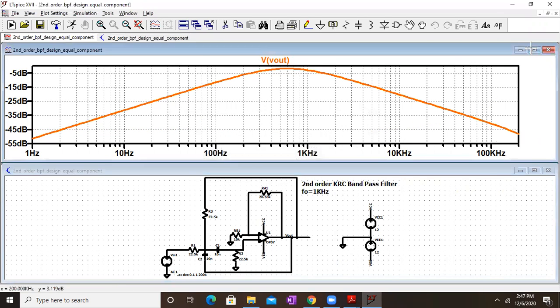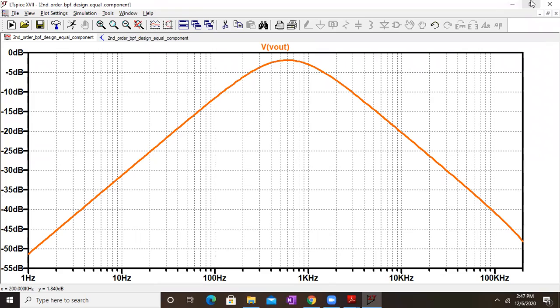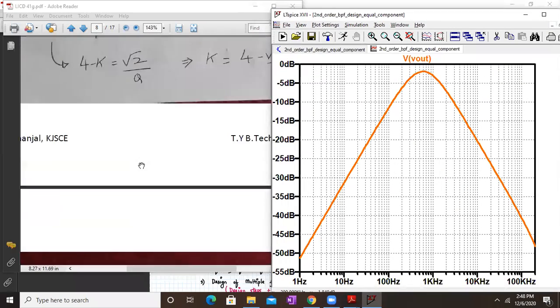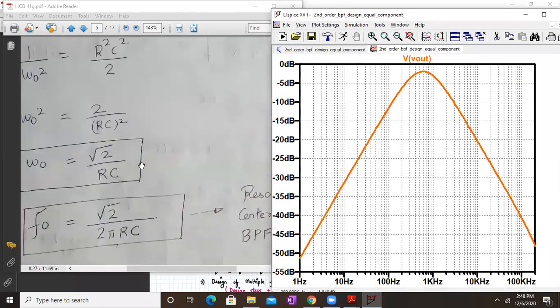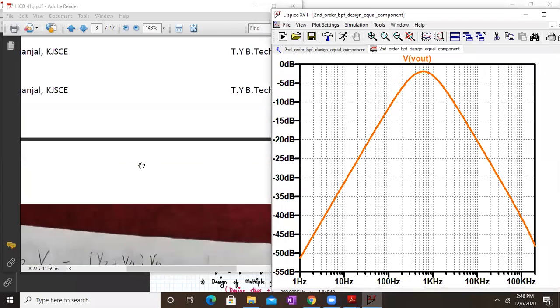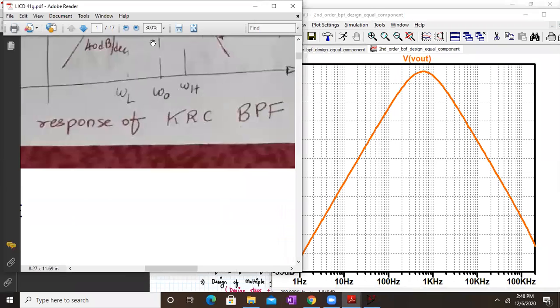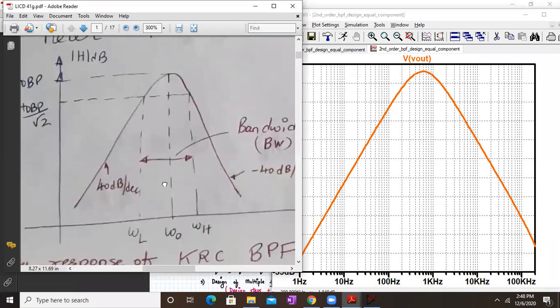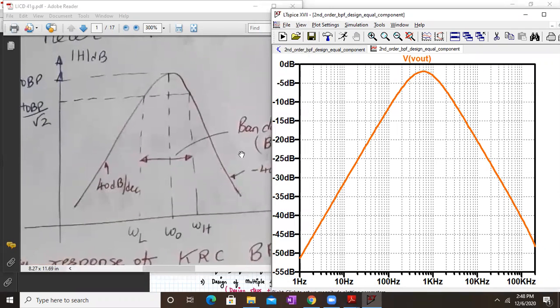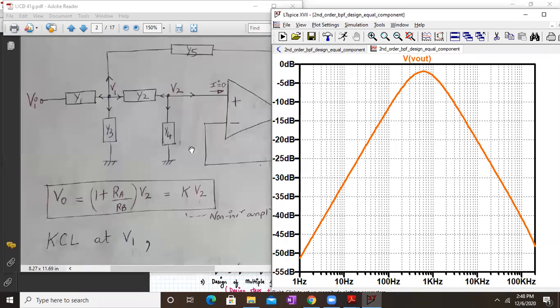Here I have my bandpass response, right? Second order bandpass response, as we have discussed in the theory, it will look exactly like this. Let me show it to you. Yeah, here it is. See, this is what we have discussed, and this is what we are getting over here. Exactly the same. Now, let's check everything one by one.